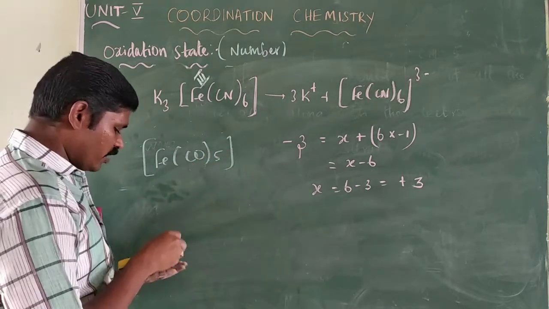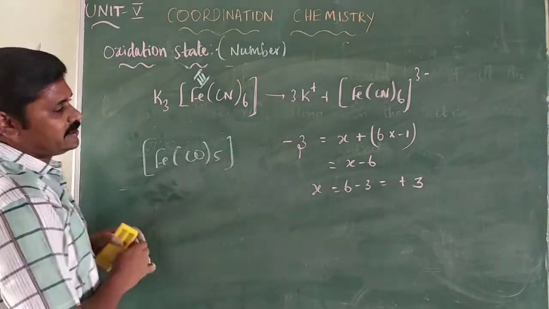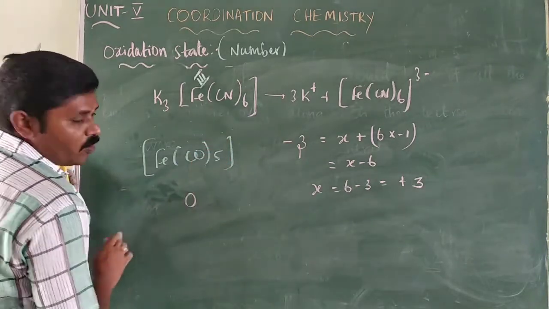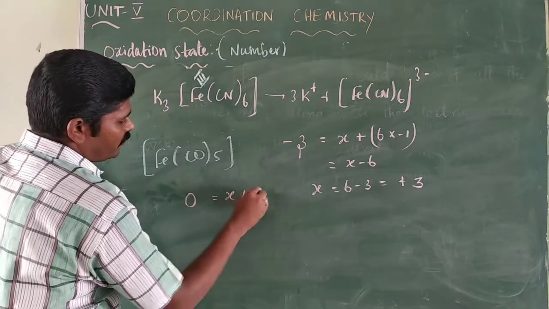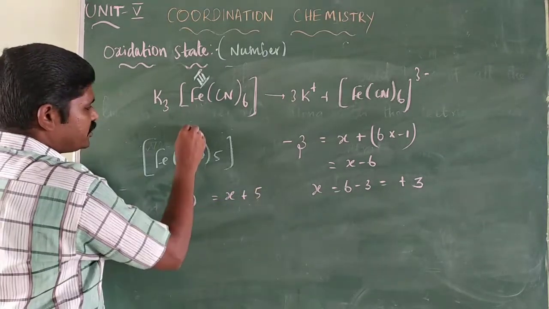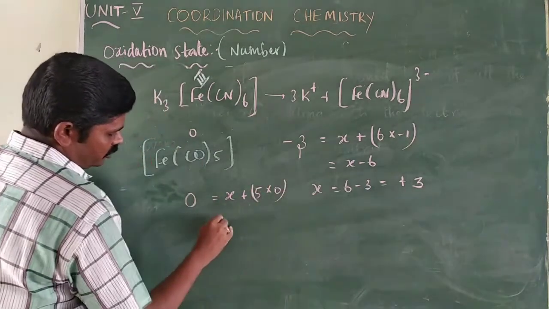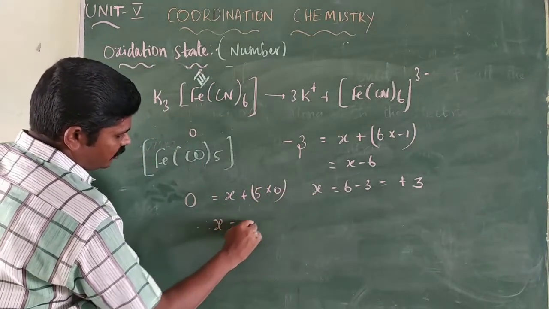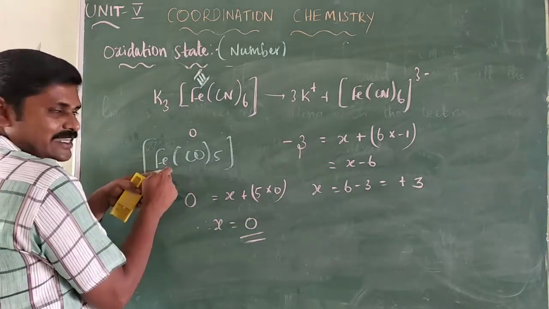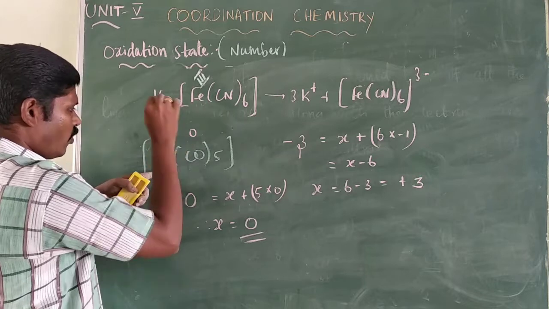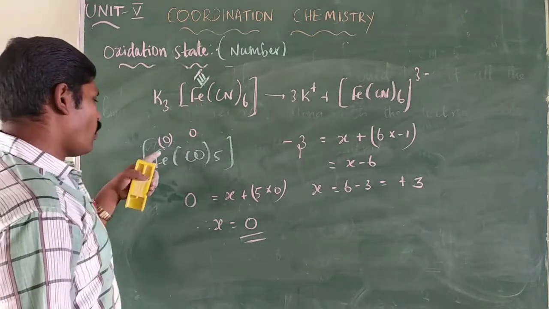Next, the oxidation number of Fe(CO)5. It is a neutral complex, so the net charge is 0, equal to X plus number of ligands 5 into the charge. CO is a neutral ligand with charge 0, so 5 into 0 is 0. Therefore, X is equal to 0. The oxidation state is zero.